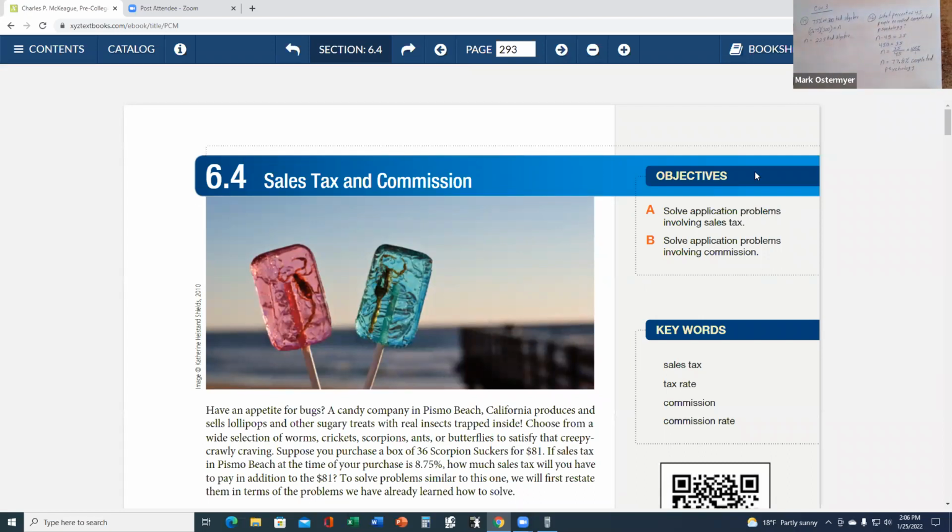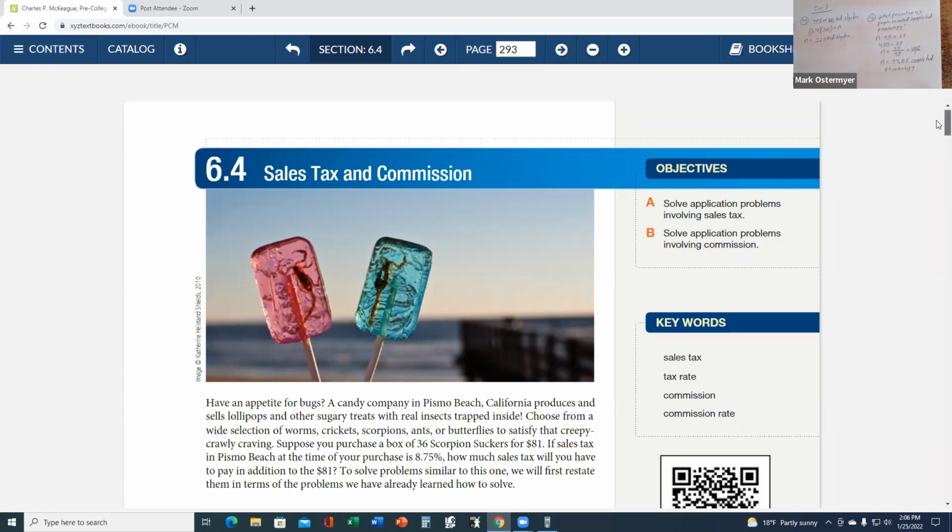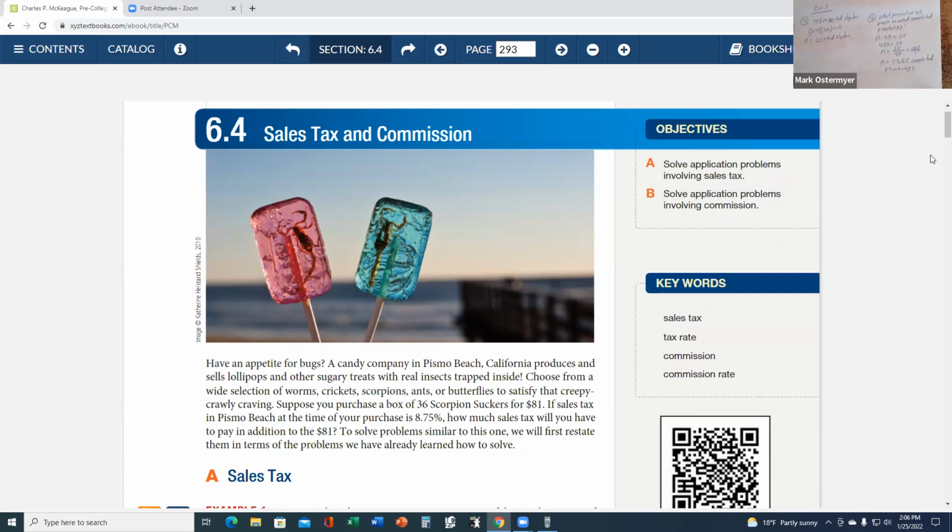All right, sales tax and commission. Do we pay sales tax in this state? Yes, we do. For every non-food item we purchase, does anybody know what the sales tax rate is in Michigan? 6%. So that means for every dollar of a non-food item we purchase, we pay Uncle Sam 6 cents. Do you agree? 6 cents on a dollar.